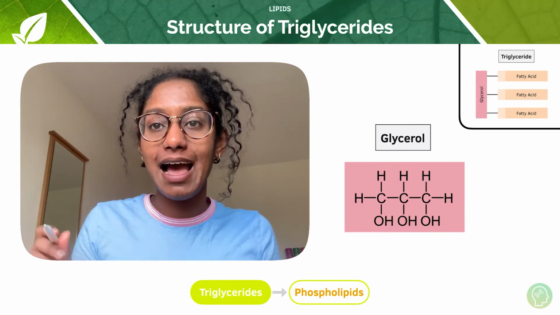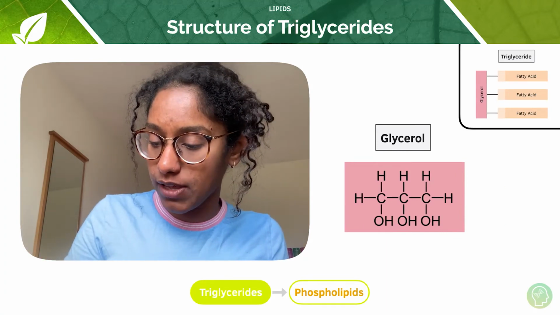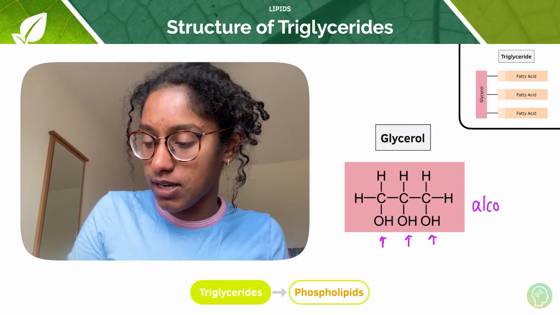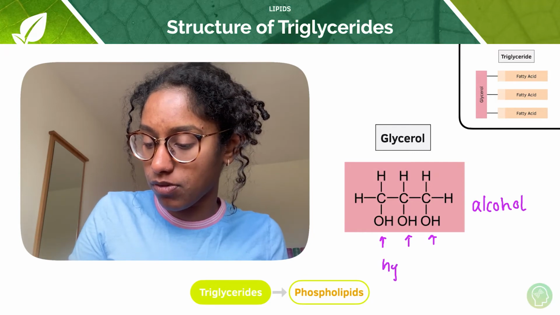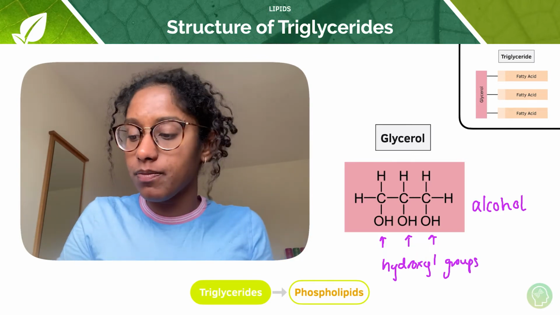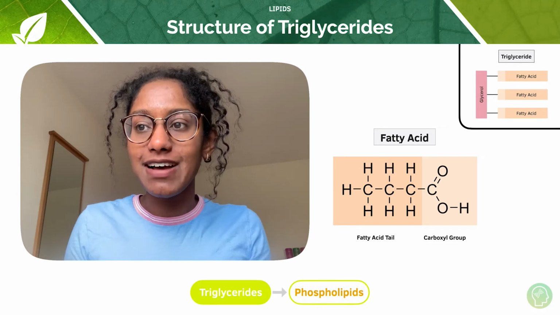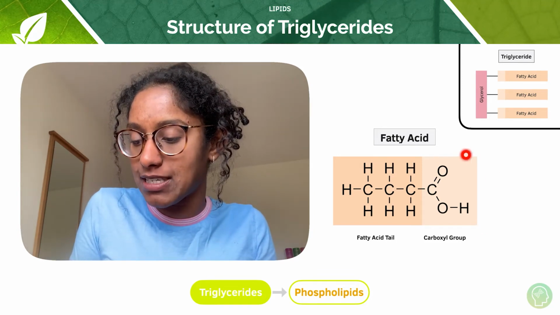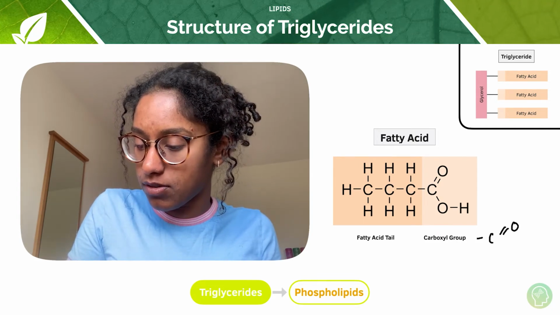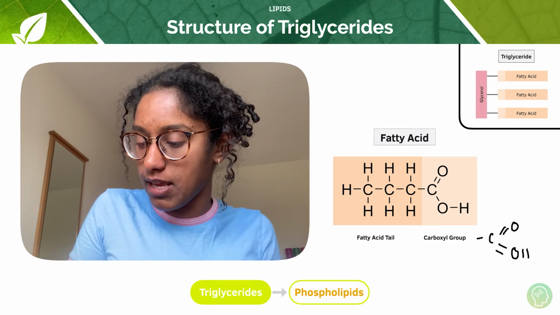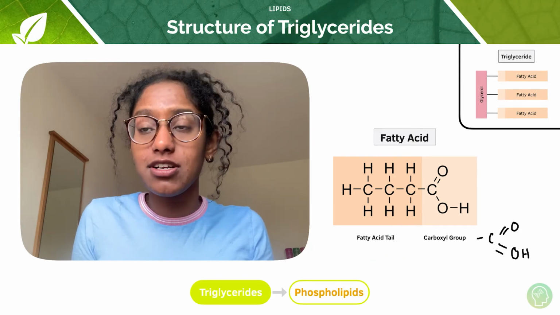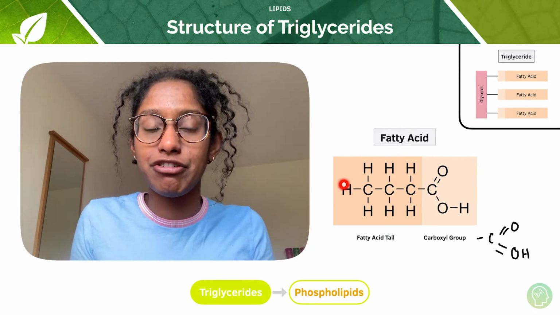Now, glycerol is an alcohol due to the presence of its hydroxyl group. So these are all hydroxyl groups. So therefore, glycerol is an alcohol. So that's glycerol. So now let's think about our fatty acids. So fatty acids contain a carboxyl group, which you can see here. So our carboxyl group is our COOH. That's our carboxyl group. And then this is our fatty acid tail, which you can see is just a hydrocarbon tail. It's just made up of carbons and hydrogens.